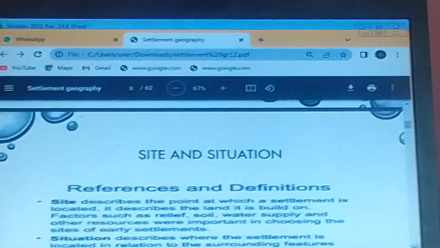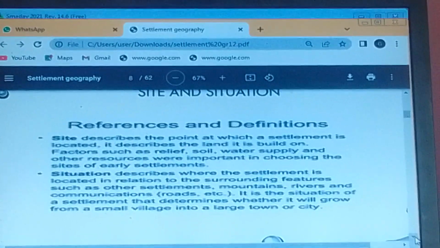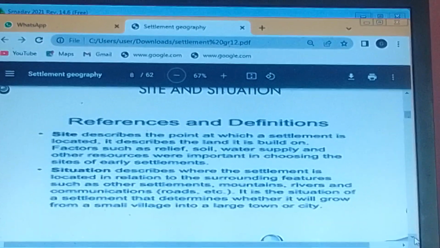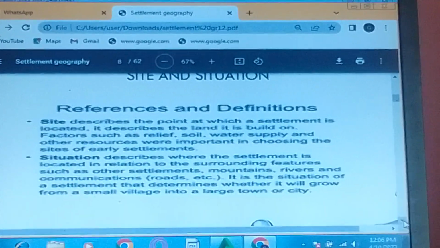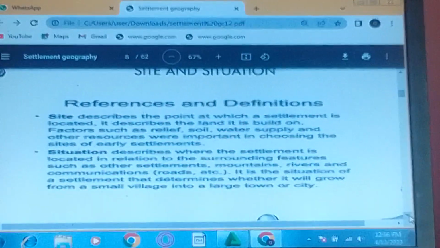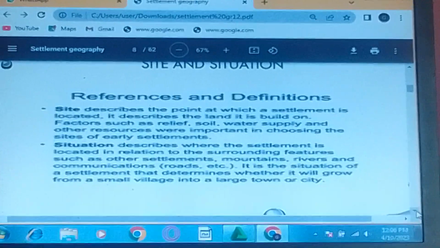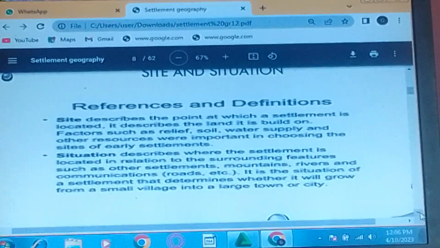Site and situation of a settlement. These influence where the settlement is built. This is a must for you to know. Site basically describes the point at which a settlement is located, and it describes the land where it is built on.